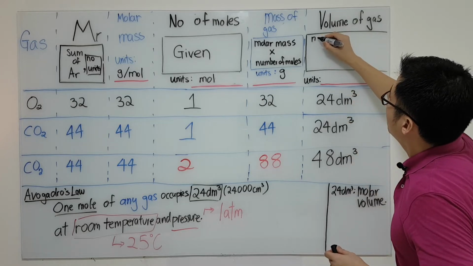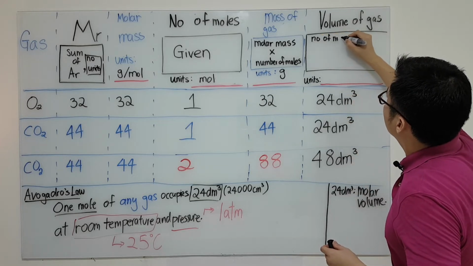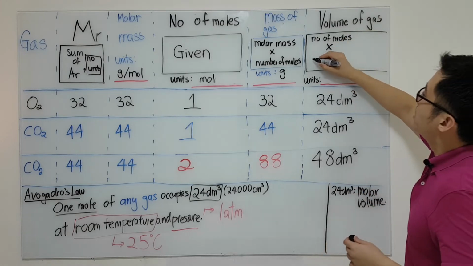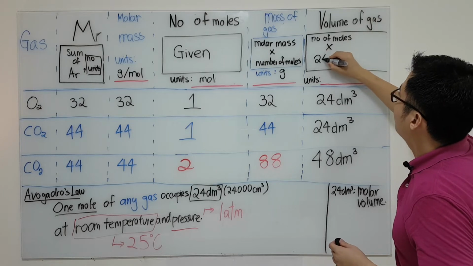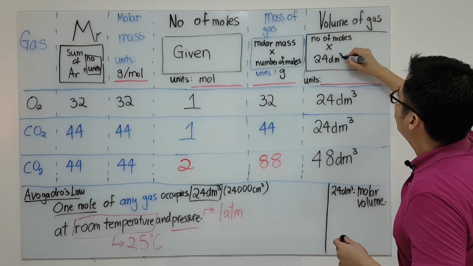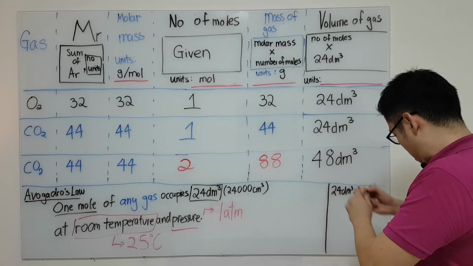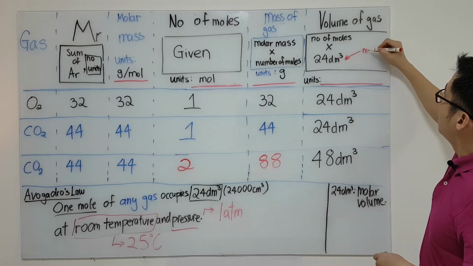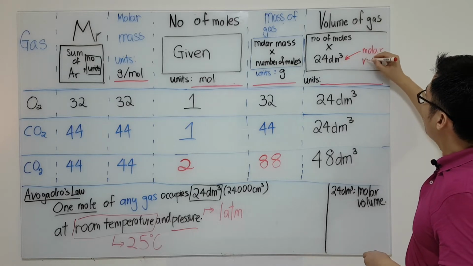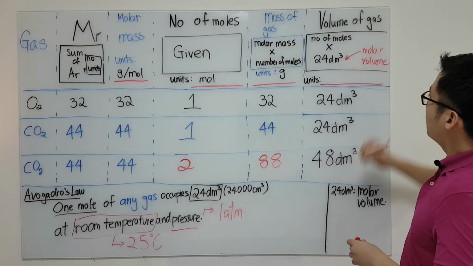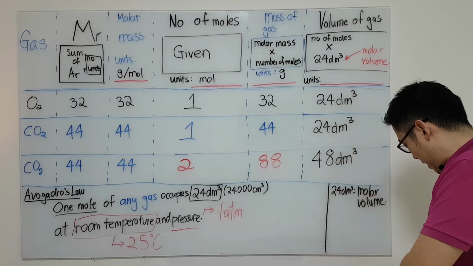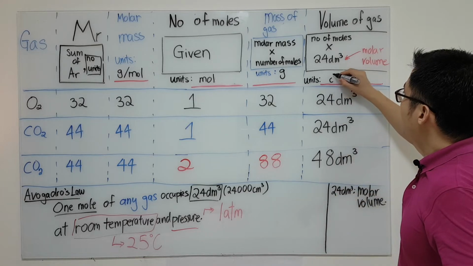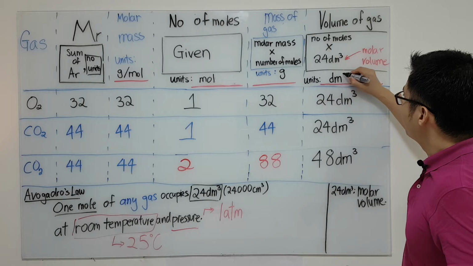the number of moles times, in this case, the molar volume, and that's your 24 dm cubed. And this quantity here, students, is otherwise known as the molar volume. Now, volume of a gas has a unit. The unit, yes, you guessed it, is dm cubed.